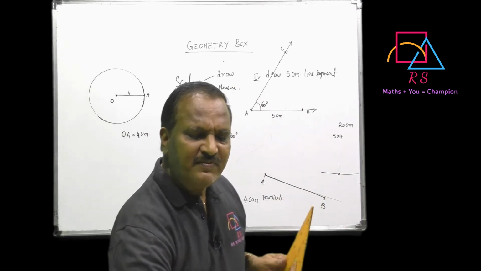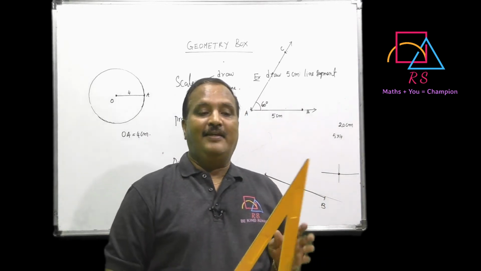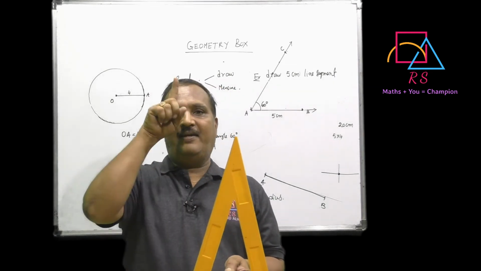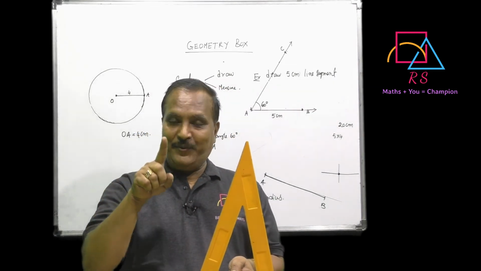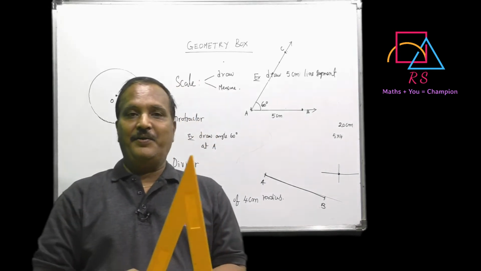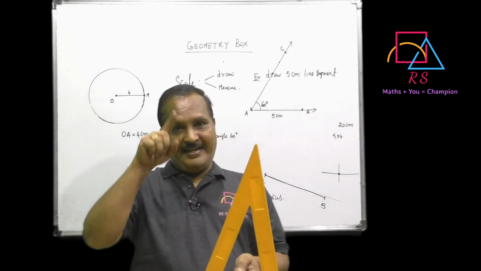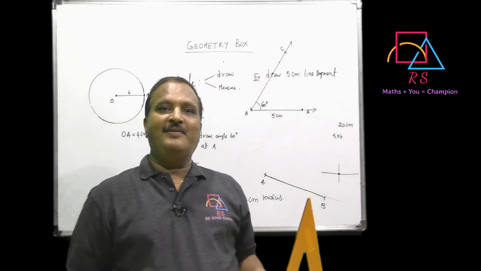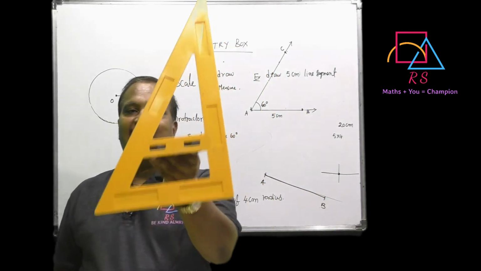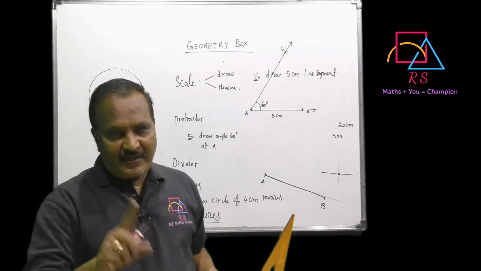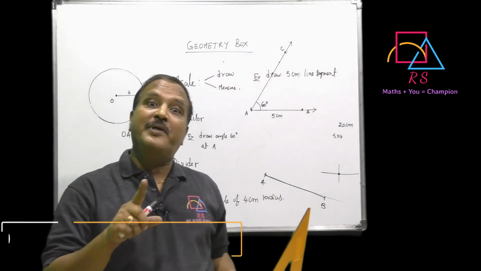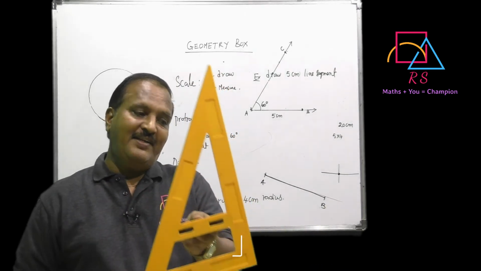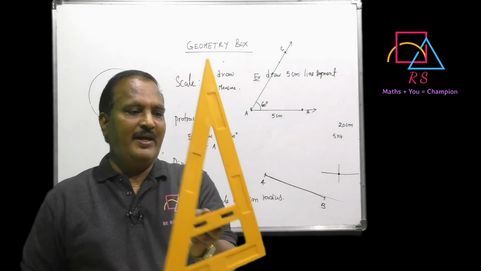The first use of the set square is to draw the perpendicular. When you need the area of a triangle, half base into height, height is needed. When you want to draw a perpendicular, then you have to use the set square. Protractor also can be used. Compass also can be used to draw the perpendicular. But this is a very simple way.